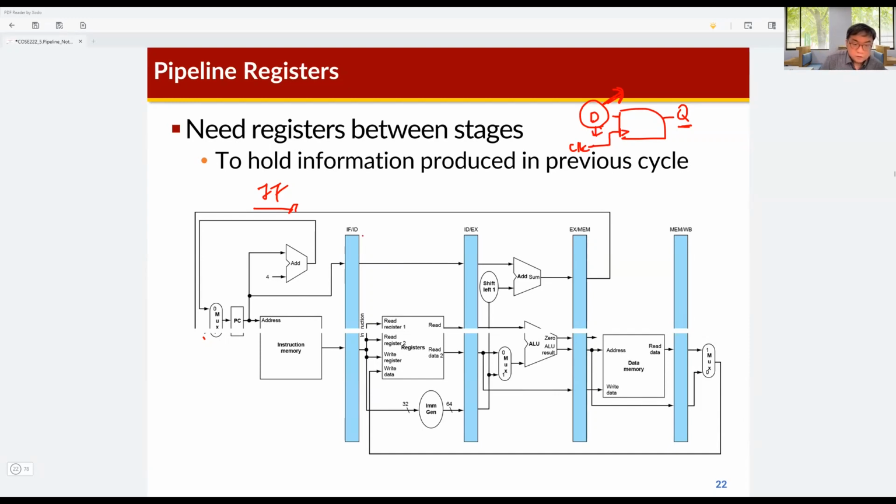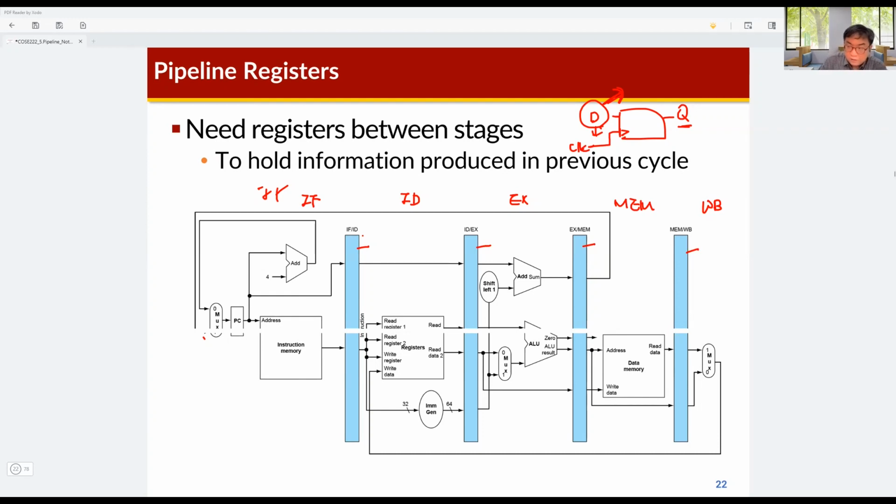Okay. So in the pipeline architecture design, this is the instruction fetch stage. This is the instruction decoding stage. This is the execution stage, this is the memory stage, and this is the write back stage. And then these are the pipeline registers.